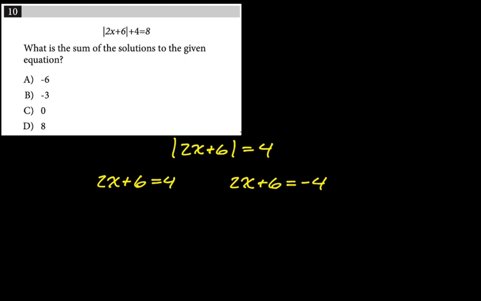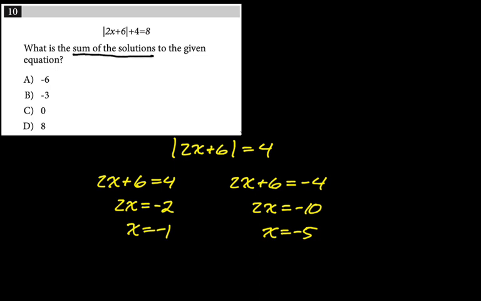So for the left-hand one, I'm going to subtract 6 from both sides. I'm going to divide by 2. And that's one of the solutions. For the one on the right, I'm going to subtract 6 from both sides. I'm going to divide by 2. That's the other solution. Now we look at the question and we say, what is the question?